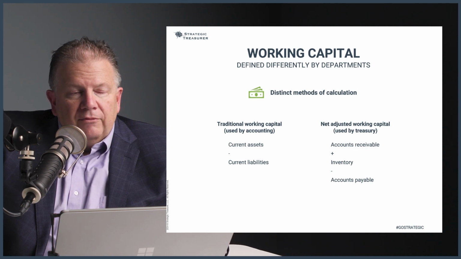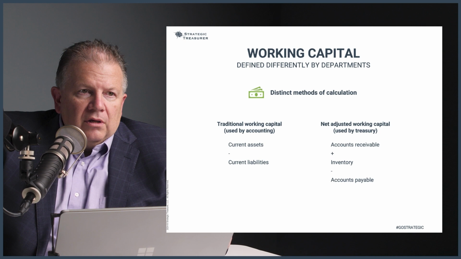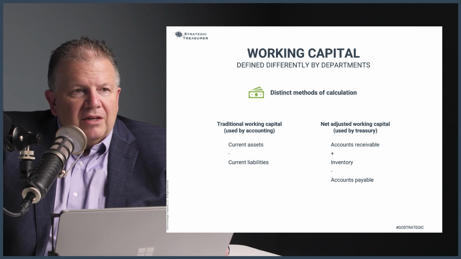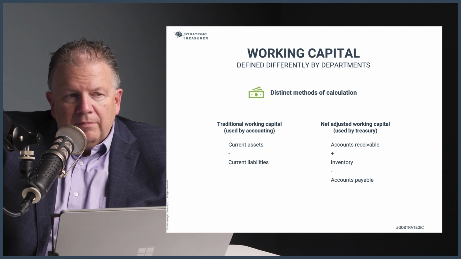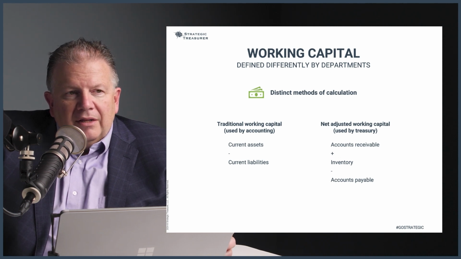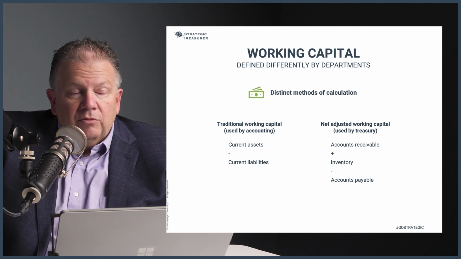Now, for Treasury, the world of Treasury, we also focus on and probably place a priority on net adjusted working capital. We refer to it as working capital. We might expand that definition to be net adjusted working capital. And that's accounts receivable plus inventory minus accounts payable. And it's a very useful definition for the purpose that it's designed for. So AR is all your receivables plus inventory. So this is how much cash you have tied up in receivables, how much value you have tied up in inventory, less accounts payable, what's owed.